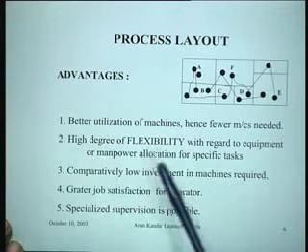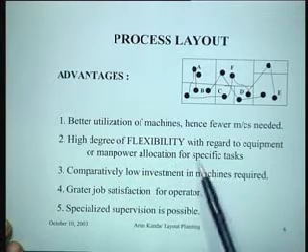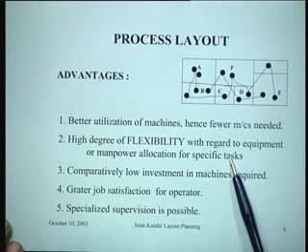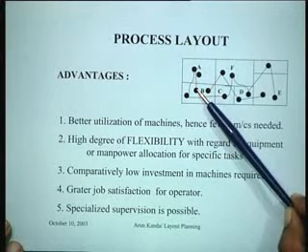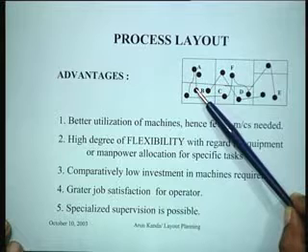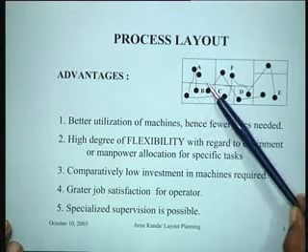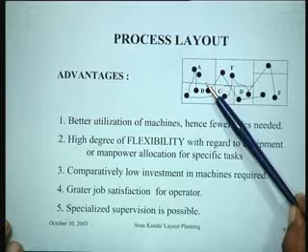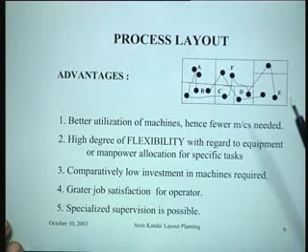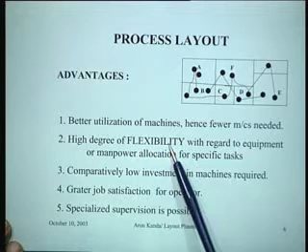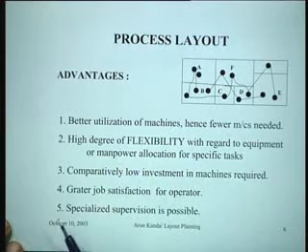There is a high degree of flexibility with regard to equipment or manpower allocation for specific tasks. What does this mean? If a job comes to a department of the milling machines, there is often a choice. It can be put on either machine 1 or machine 2 or machine 3, because they are all capable of doing the operation, and it can be given to different operators depending upon their skills. So you have this flexibility with regard to both equipment and manpower allocation for specific tasks.